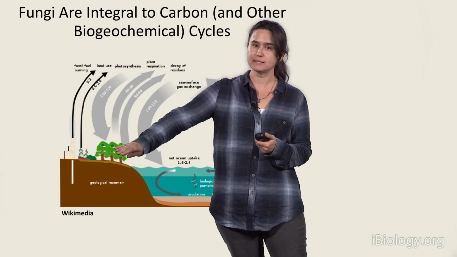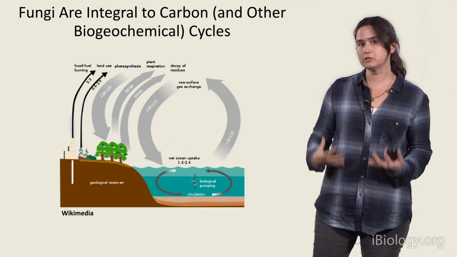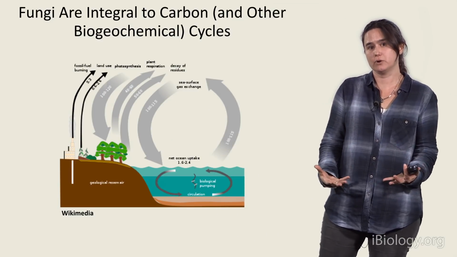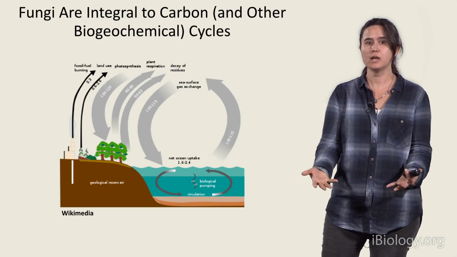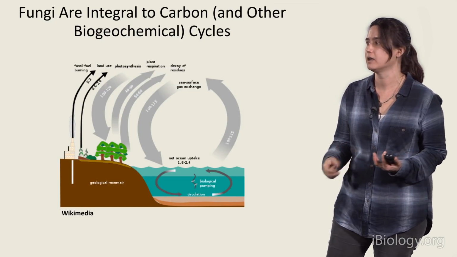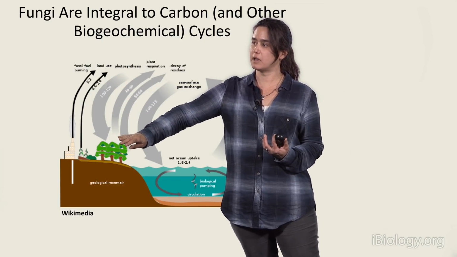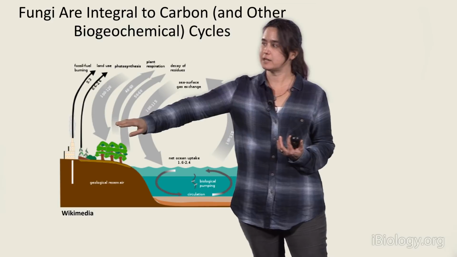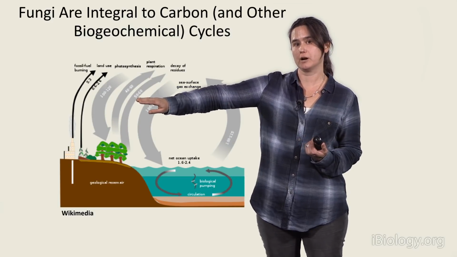Trees suck carbon out of the atmosphere, out of the air, to build biomass. If you've grown a plant, you know this to be true, right? It stays in the pot. There's always the same amount of soil, but it gets bigger because it's pulling carbon out of the air. So this is a critical part of the carbon cycle. It's also true that decomposition, this decay of residues, is a critical part of the carbon cycle.